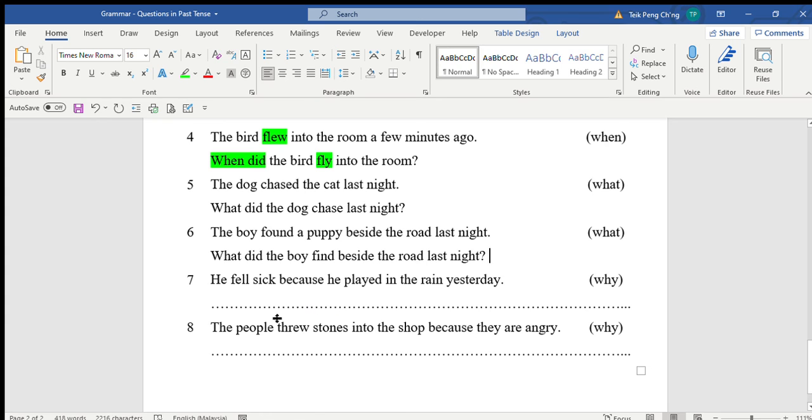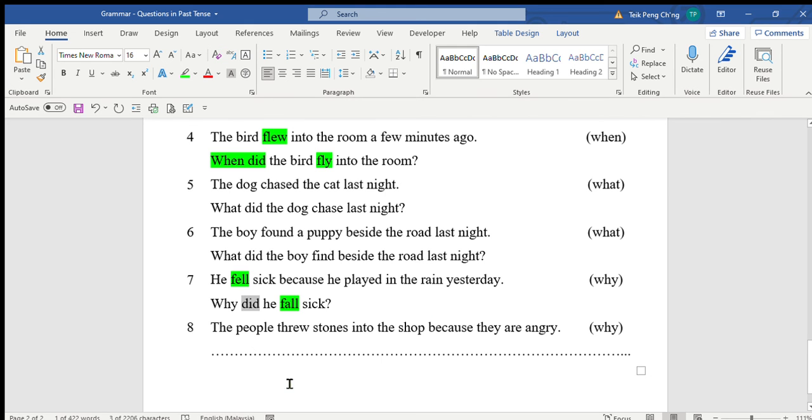Number 7, he fell sick because he played in the rain yesterday. So we have to use why. Why is about reason, so we need to skip the whole reason here. All right, so you just write, why did he fall sick? Again, fell is past tense. Fall is present tense, the root verb. And why do we have to use the root verb here? Because we have did here. Why did he fall sick?